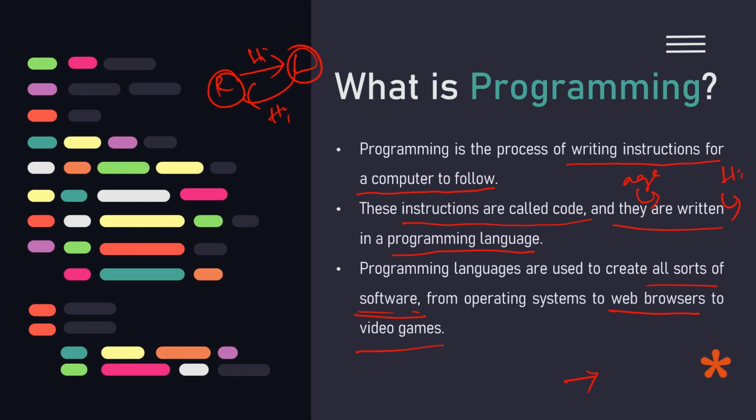Video games, PUBG, Free Fire, whatever the thing. If you click on the shoot button, it needs to shoot the enemy, right? The programmer will write the code for shooting. We will press the shoot button. It is nothing but programming. Okay.